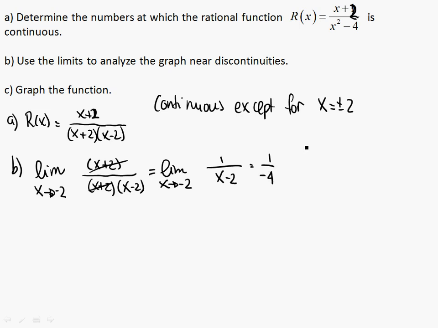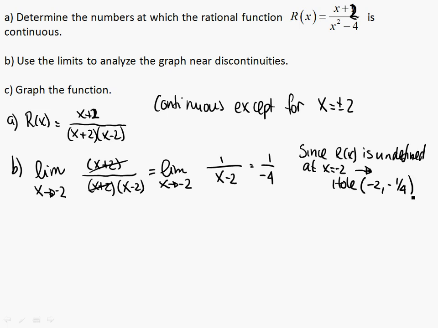Okay. So then we can say, since the function is undefined at x equals negative 2, however the limit exists, that means you have a hole at negative 2, negative 1 over 4. So this would be a formal way of finding those holes and coming up with the exact location, which is one of the things that when we did this a while back, a bunch of you lost credit for, for example on your final. You didn't give me the location of the hole. You need to be able to tell me exactly what the location of the hole is.